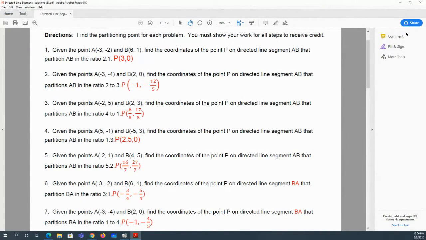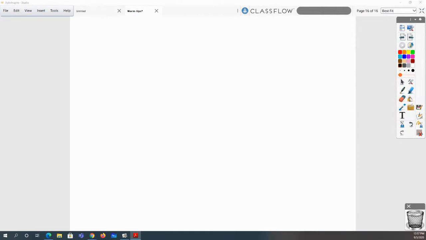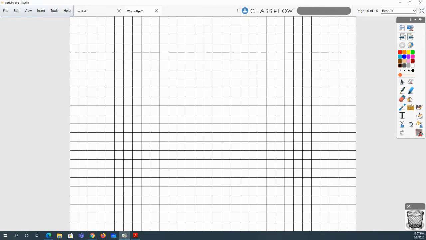All right, number 7. Okay. And first, I'm just going to draw it. That's step 1. So 7, and I'm going to draw an XY graph.